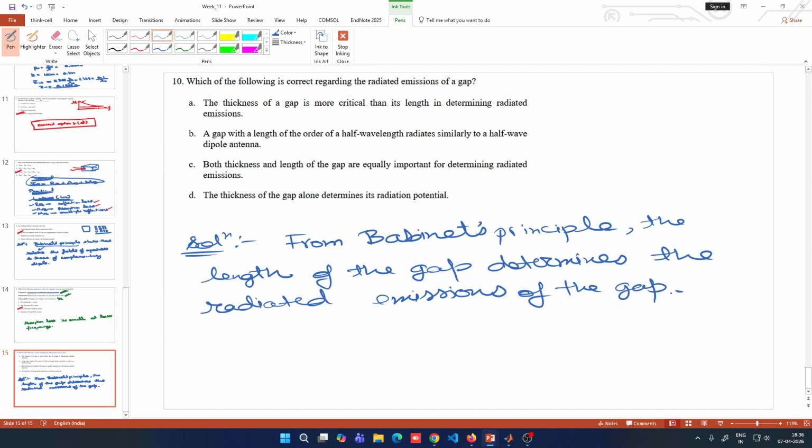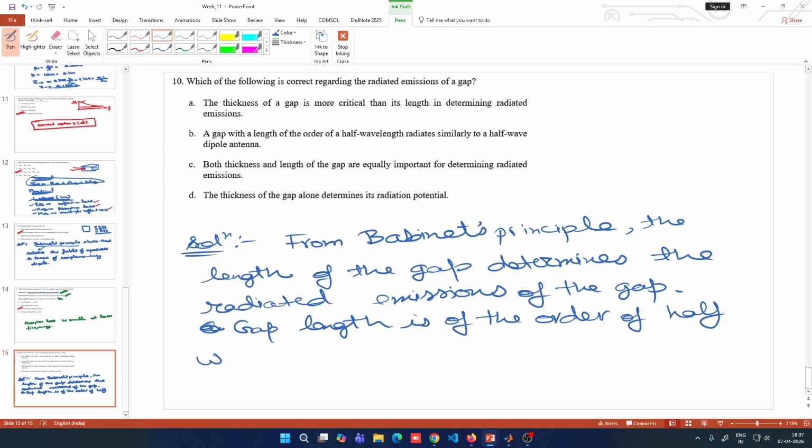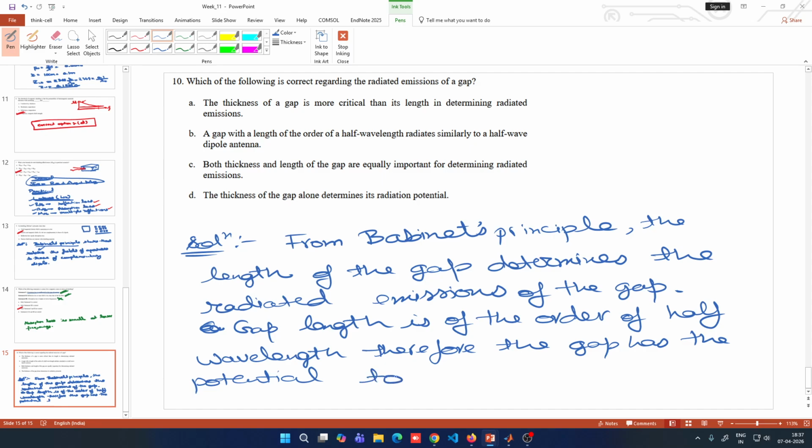If the gap length is of the order of half the wavelength, therefore the gap has the potential to radiate like a half wave dipole.